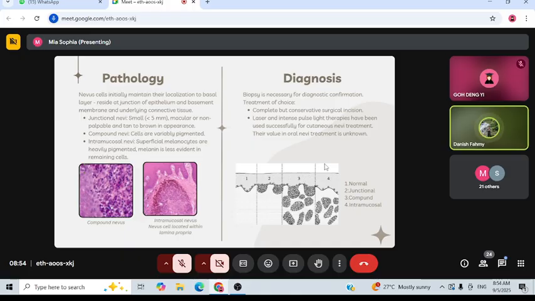The compound nevi cells are variably pigmented. For intramucosal nevi, superficial melanocytes are heavily pigmented. Melanin is less evident in the remaining cells.